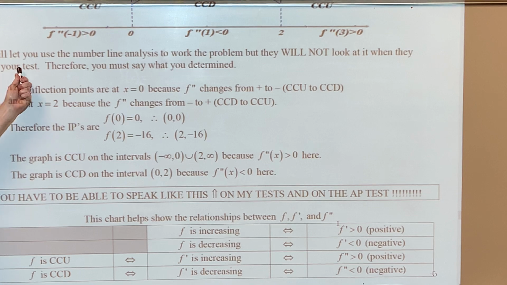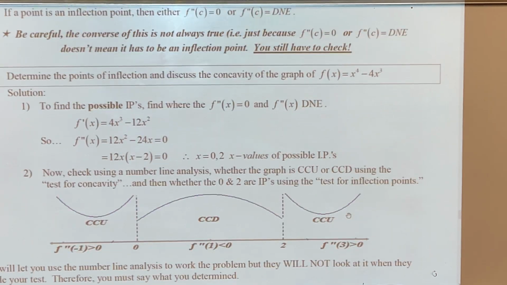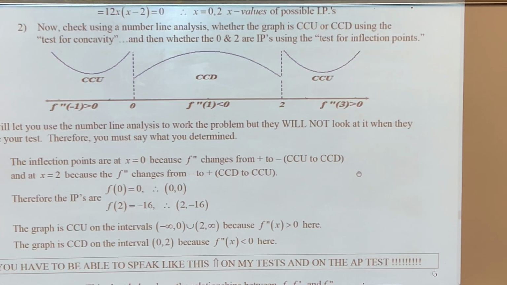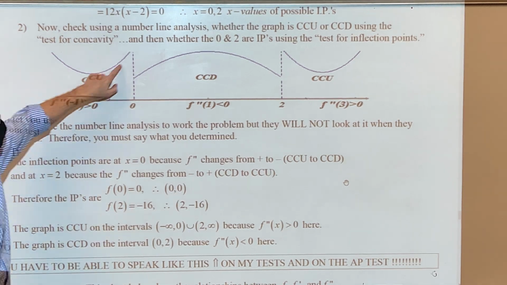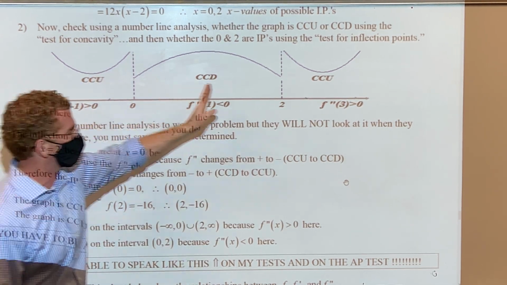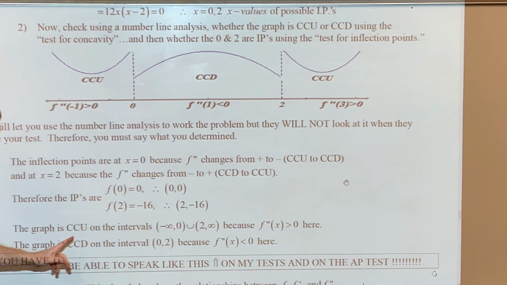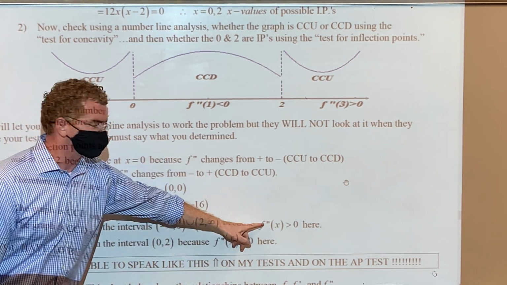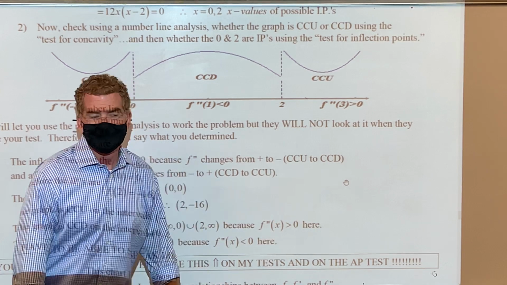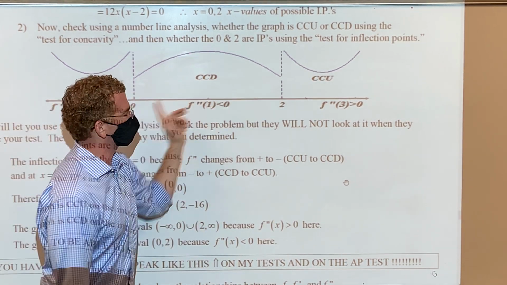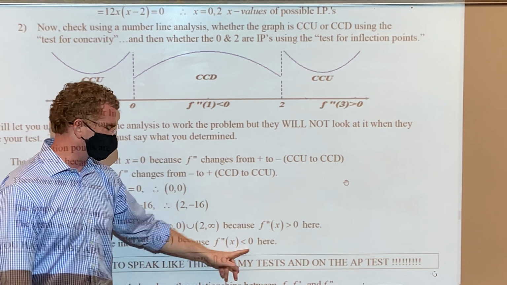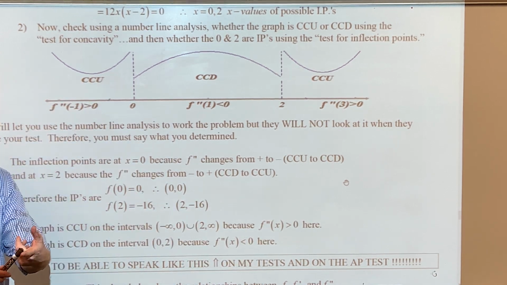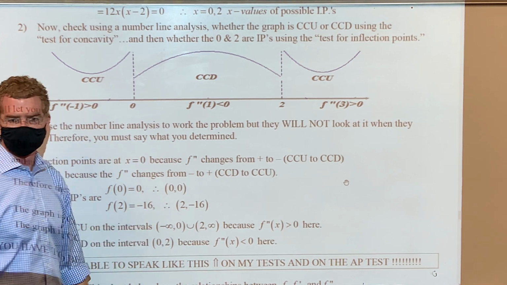Oh, and if I ask you for intervals, is that what I asked you for in this? Oh, discuss the concavity. So if I wanted to discuss the concavity, I go and look at that chart and I say, oh, I know that this graph is concave up from negative infinity to 0 and from 2 to infinity, right? Concave up on those two intervals because the second derivative of f was positive there. And I know that this function is concave down from 0 to 2 because the second derivative is negative here. And you've discussed the concavity, and you found out where the inflection points occur.